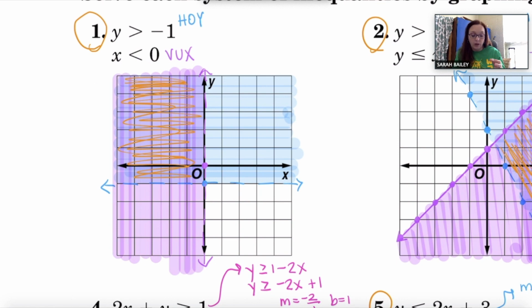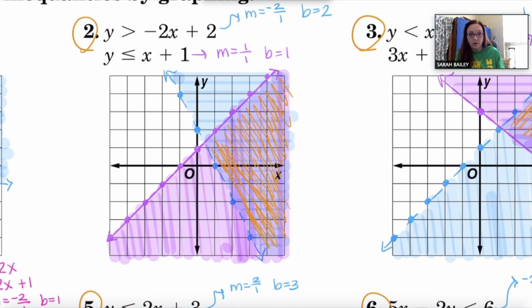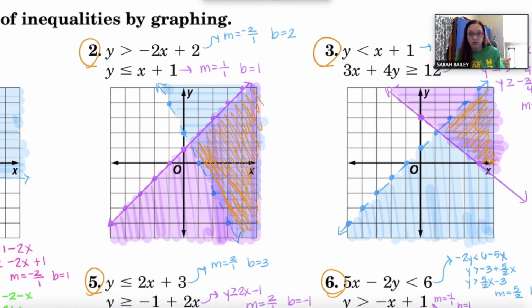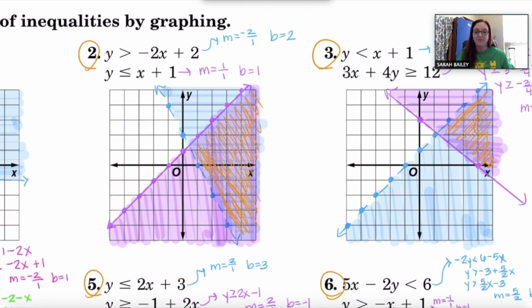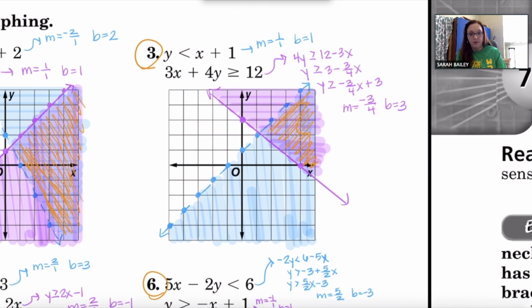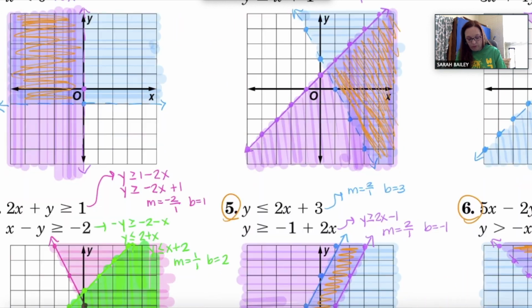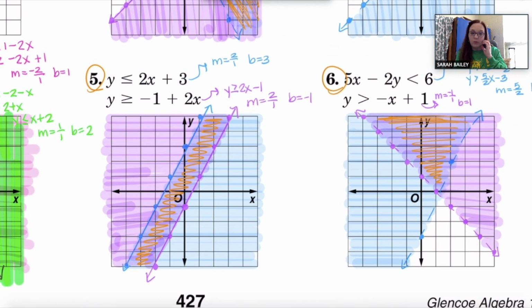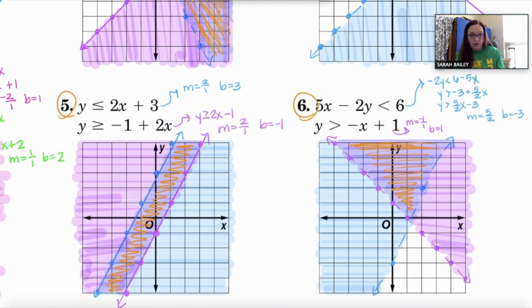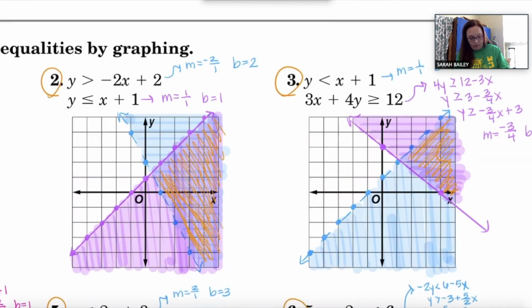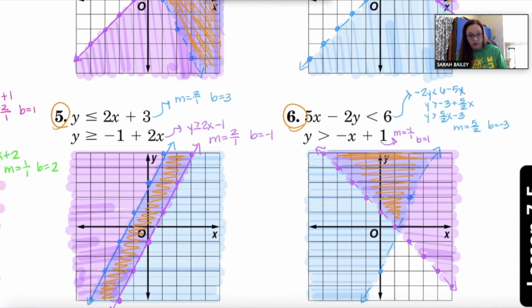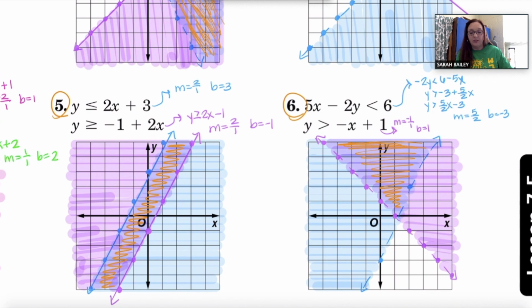So here's number 1. And let's see, there's number 2. Number 3. We did number 4 together already, so there's number 5 and 6.